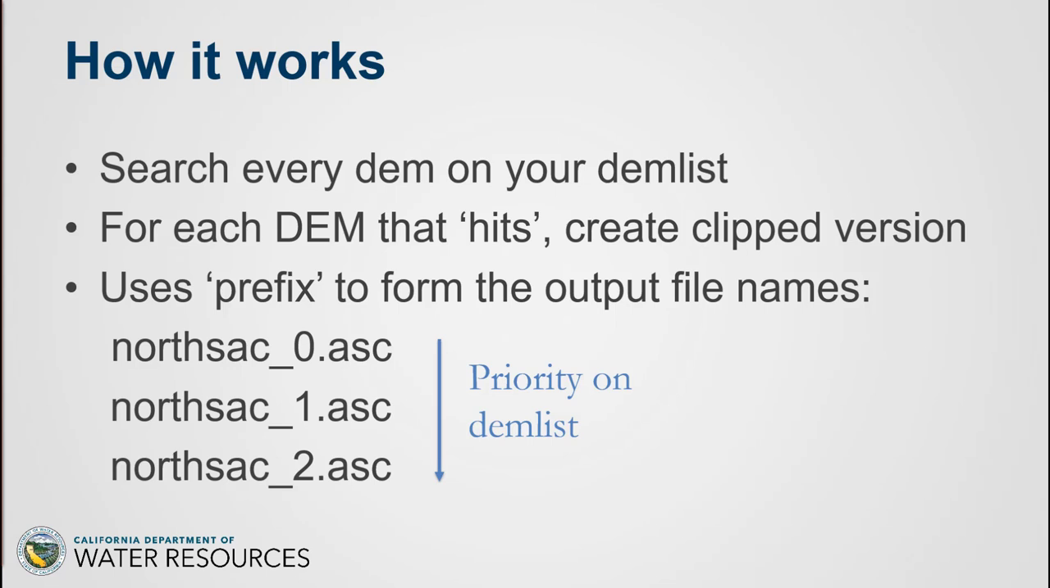How the script works. Clip DEMs will search every DEM on your DEM list. For every DEM that is a hit, in other words, that overlaps with your extent of interest, it will create a clipped version that is limited to those bounds. Then it uses prefix plus a number to form the output file names. So northsac_0.asc is the output that comes from clipping the highest priority DEM on your list that was a hit.